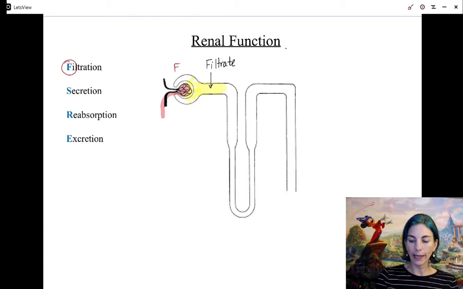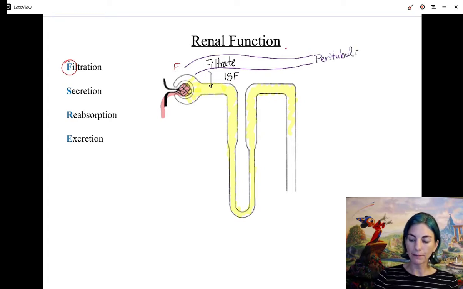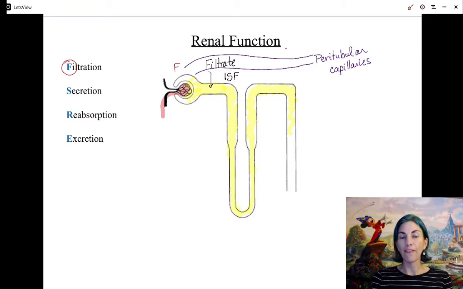That fluid is going to travel all along the nephron tubules. While it's traveling along the nephron tubules, it is going to be exposed to interstitial fluid and also blood vessels. These are the peritubular capillaries that are right next to it. So we'll put in peritubular capillaries. And so we have this exchange between the extracellular fluid and the filtrate.